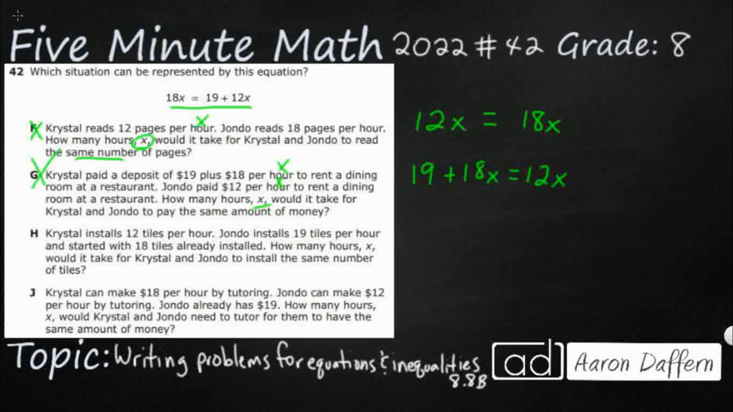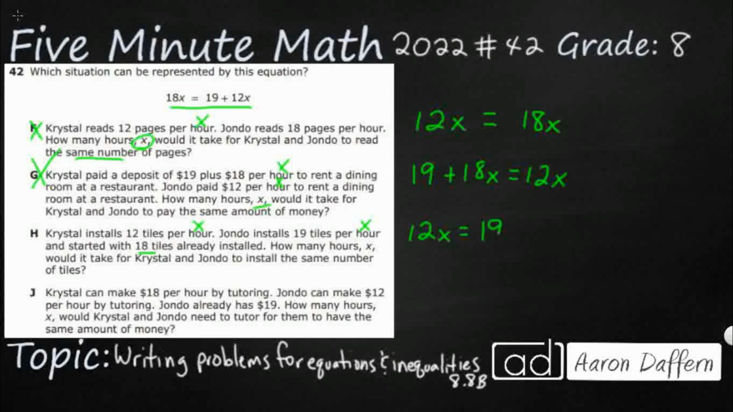So let's check H. Crystal installs 12 tiles per hour. John Doe installs 19 tiles per hour. Started with 18 already installed, and x is the hours. Okay, so that maybe could work. I've got x, and I've got x. So Crystal is going to install 12 per hour, so 12x. John Doe is going to do 19 per hour.